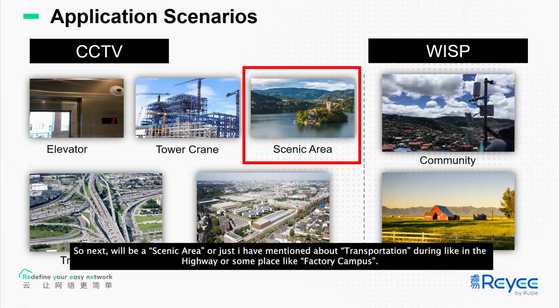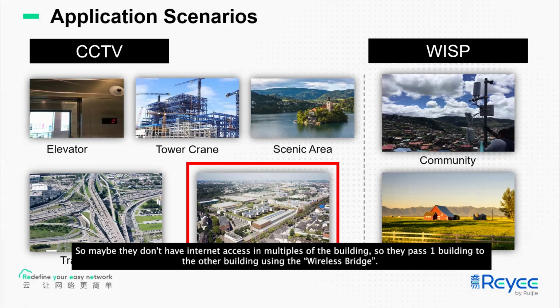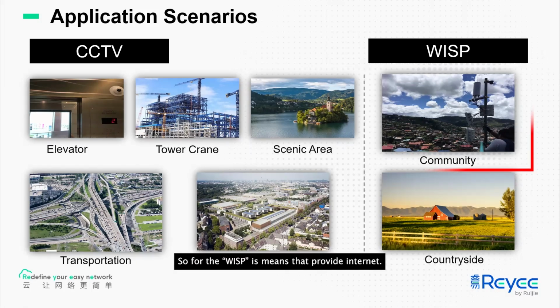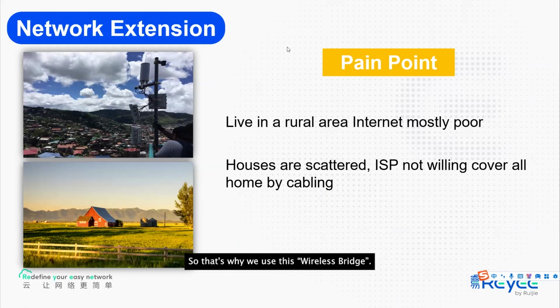Next will be scenic areas, or, as I just mentioned, transportation. In highways, or some campus, like a factory campus, they may not have internet access in multiple buildings, so they pass from one building to another building using a wireless bridge. For the WISP, it means providing the internet endpoint. In some countries, maybe not Singapore, people live in rural areas where internet coverage is very lousy, mostly poor. The land is big and the houses are scattered around, so the internet service provider, ISP, will not be able to cover all the homes. That's why we use this wireless bridge.